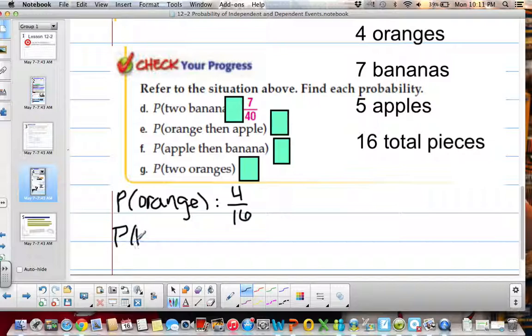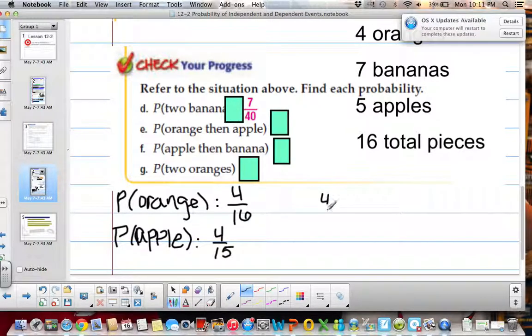Then probability of an apple would be 4/15. Okay, then we would take 4/16 and multiply it by 4/15. Oh my goodness, there's 5 apples. Seriously, you guys, where's my mind tonight? So probability of an apple would be 5 because there's 5 apples. I was thinking of bananas.